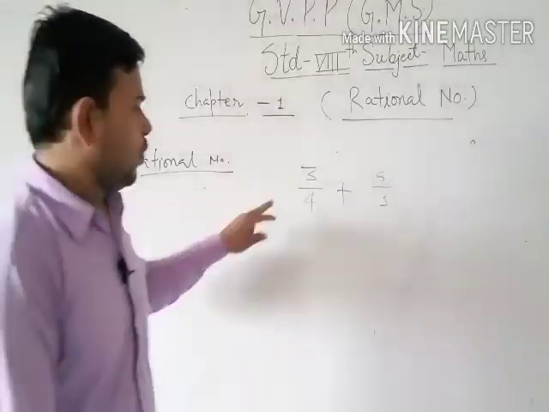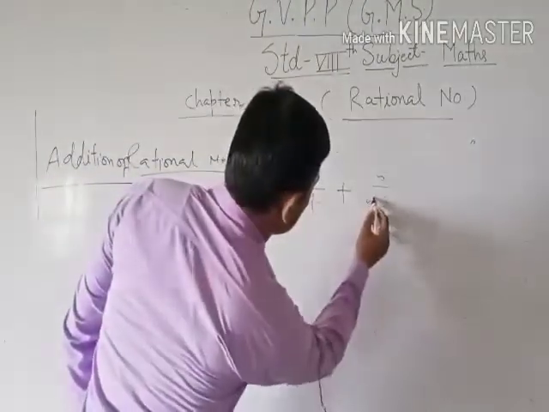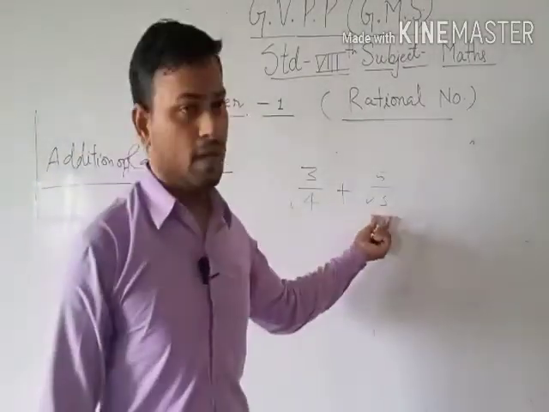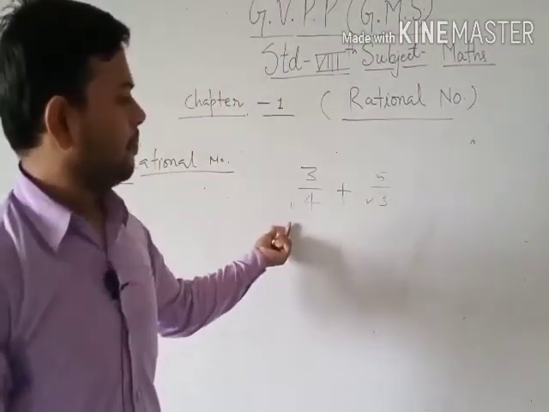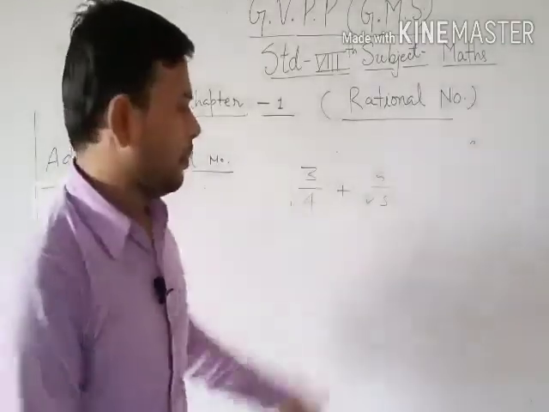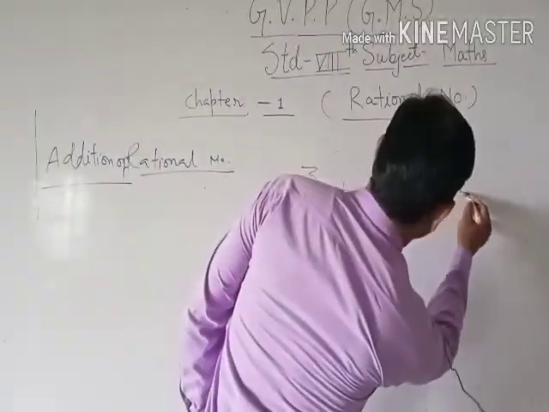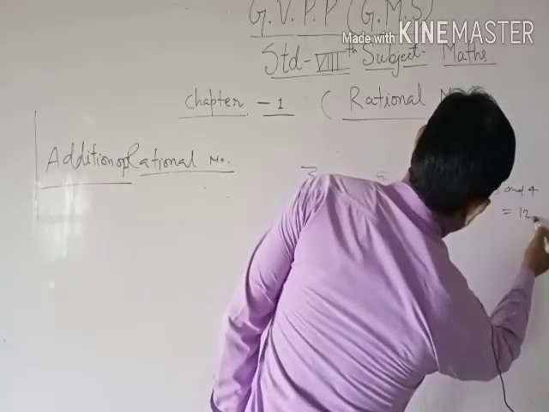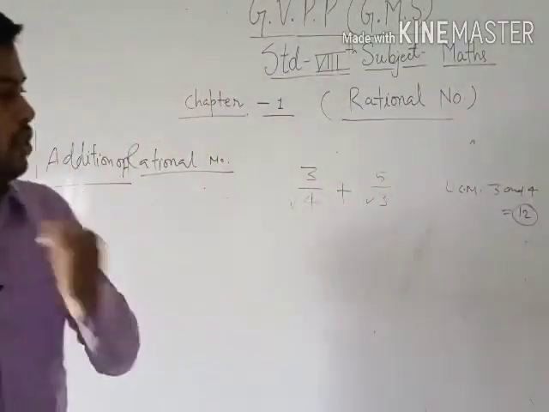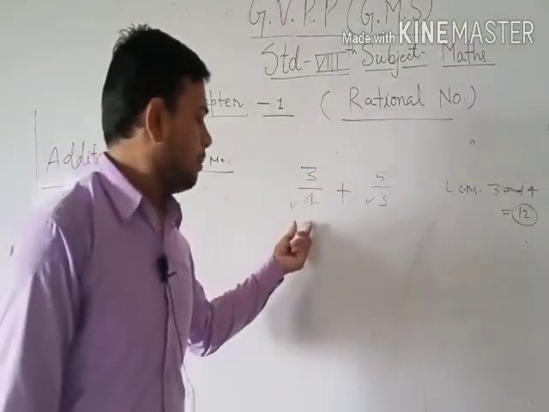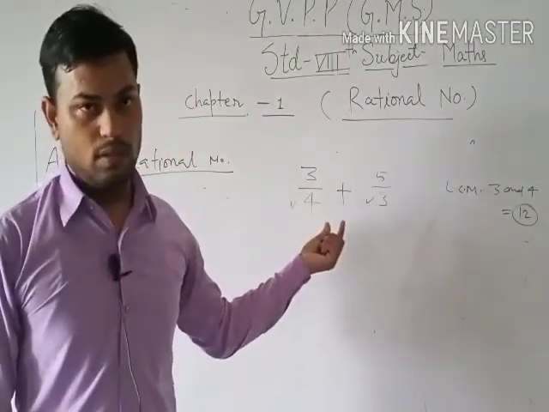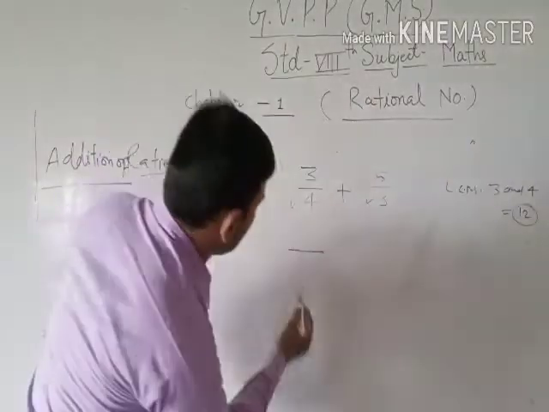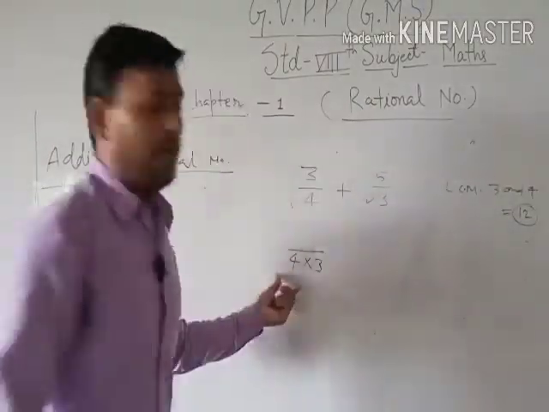Okay, you know that this is called the denominator. This is called the denominator. Here 4 and 3 are denominators. You have to take the LCM of these numbers. Okay, and if you take the LCM of 3 and 4, you will get 12. So you have to make this 4 into 12. So what will you do? You have to multiply this 4 by 3 to get 12.